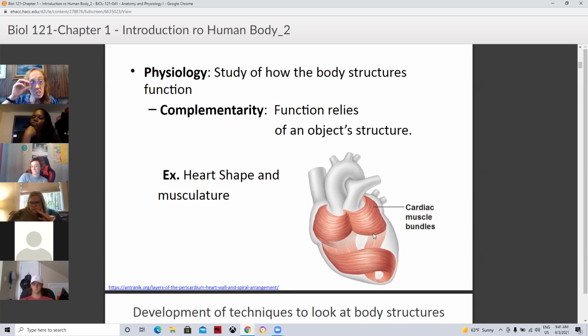When a muscle contracts, does it shorten or lengthen? Shorten. It shortens. Right. So this really long muscle that wraps around the heart, when it shortens, what is it going to do to the volume within the heart? Shrink it. What's going to happen to all the blood that's in the heart when the heart shrinks? It gets forced out.